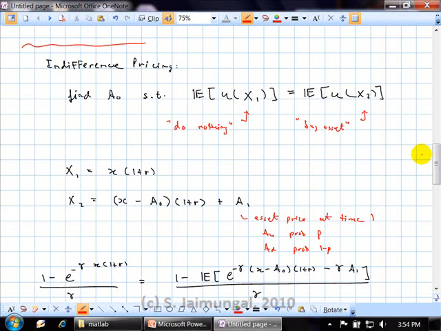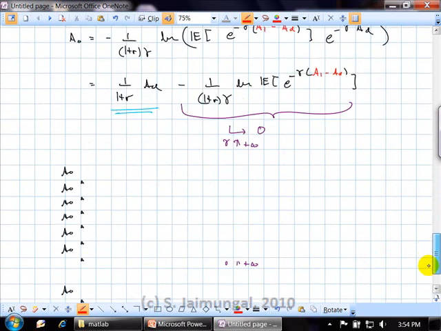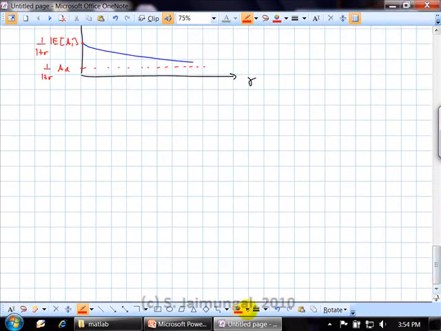So here's a little exercise for you. Repeat this exercise for the person who is selling the asset. Their indifference price is not identical. It's very similar in form, but it's not the same. Okay. In fact, I'll tell you the result. So this was for the seller.